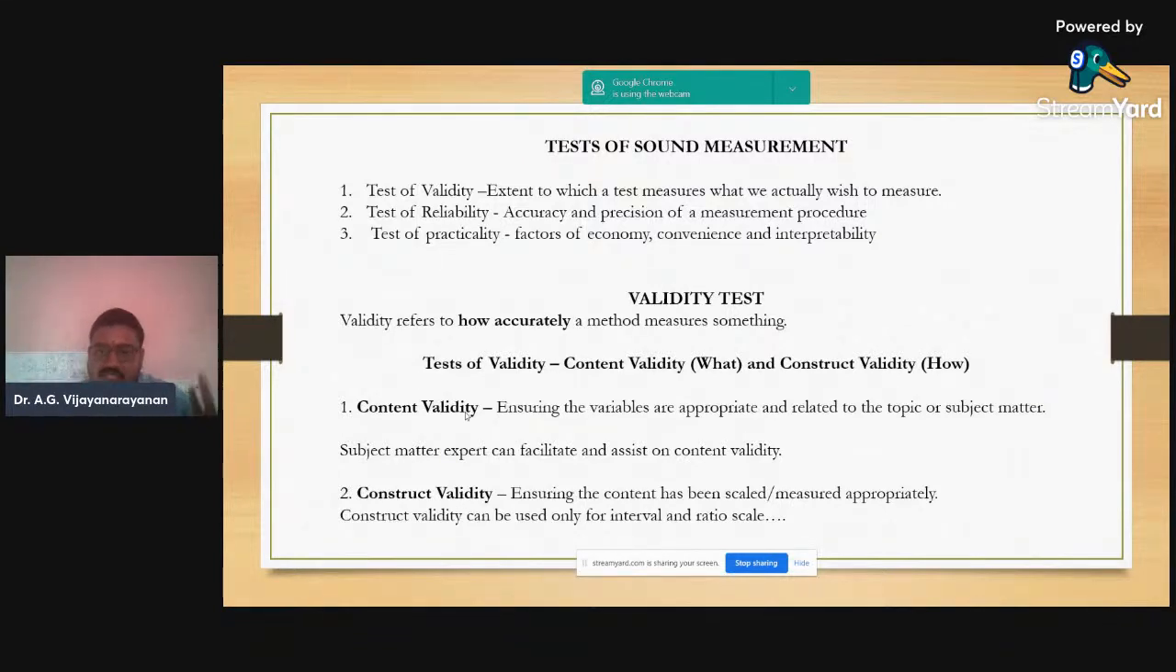It must be in groups, right? Either you say male or you say female or you say the third gender, right? So content, construct, both are important. Validity basically measures how accurately you wanted to.